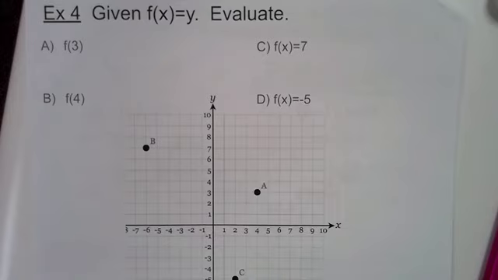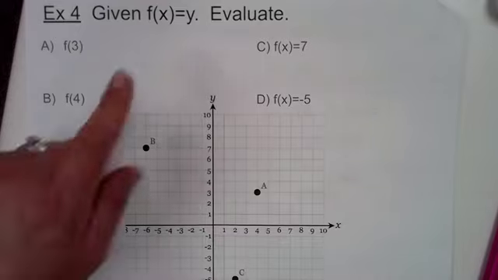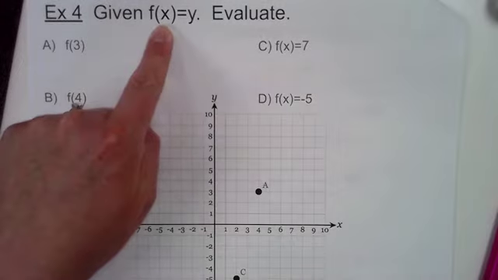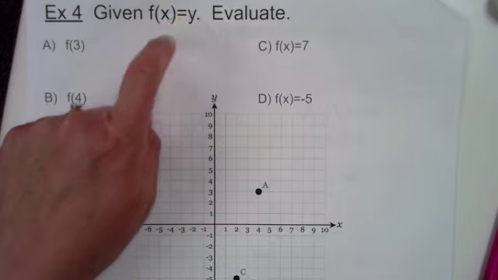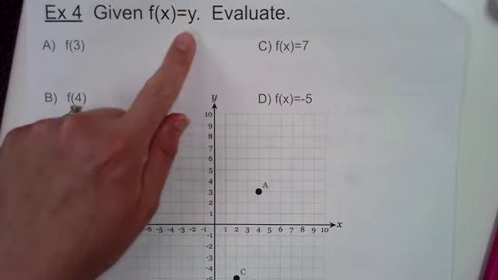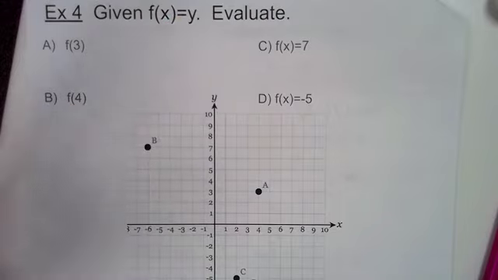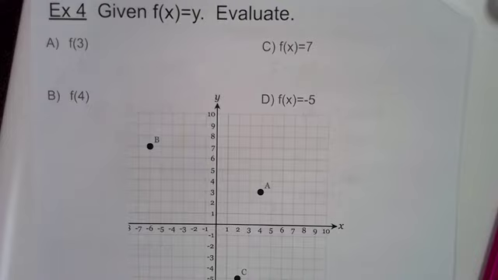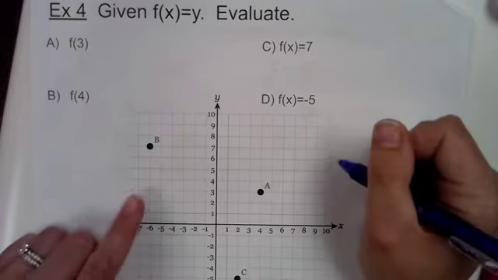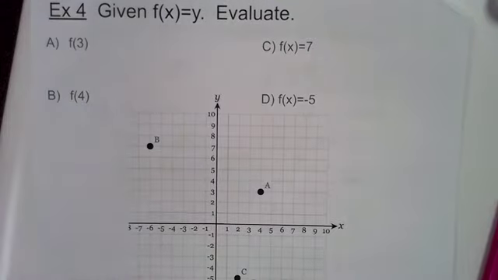So this is using function notation. This is going to be very quick on your Delta Math today. Given f of x equals y, so this is function notation. And again, it's really just saying we have an x and a y value. We have an ordered pair. So we want to evaluate these values given this graph. Given f of x equals y, and that's this function here, this little graph.